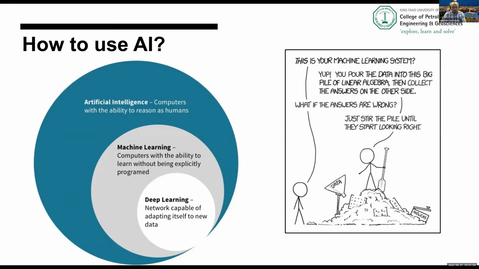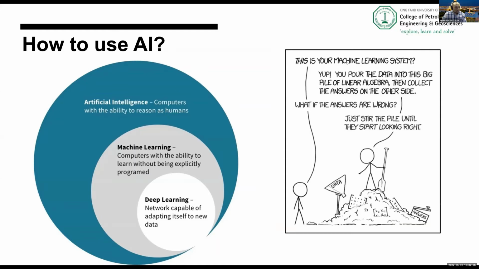And then from there, we have an even smaller subset, what we call today deep learning. Deep learning is a combination of networks that's capable of adapting itself to new data. And as you can see, sometimes we use this terminology interchangeably, right? But actually, all three are quite different terminologies. So again, you need to be careful when you try to use these terminologies in your day-to-day life.